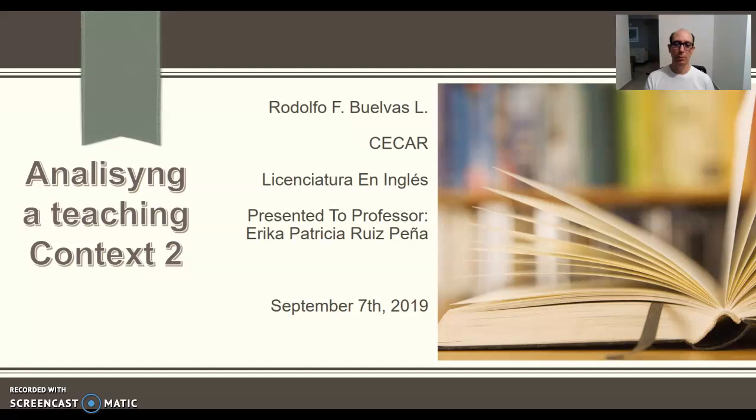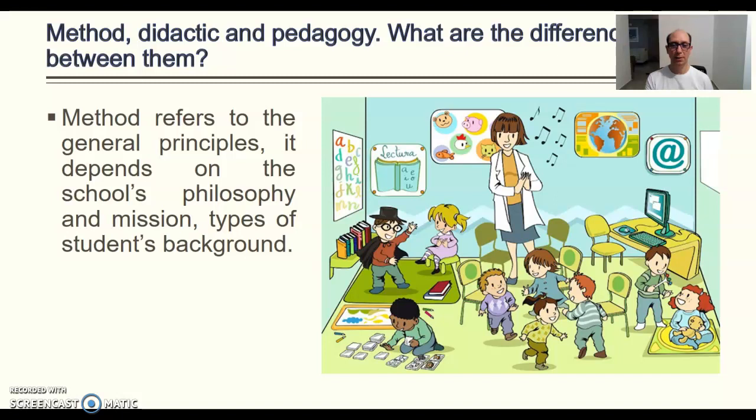My name is Rodolfo Huelvas, and today we'll be talking about method, didactic, and pedagogy. What are the differences between them? Well, let's talk about each one of them. So we start with method. Method refers to the general principles. It depends on the school's philosophy or mission, and the type of student's background.